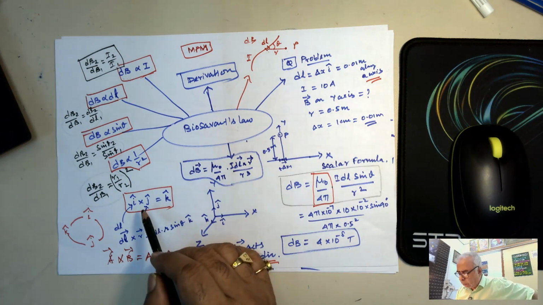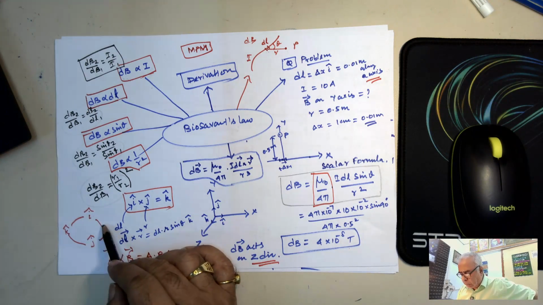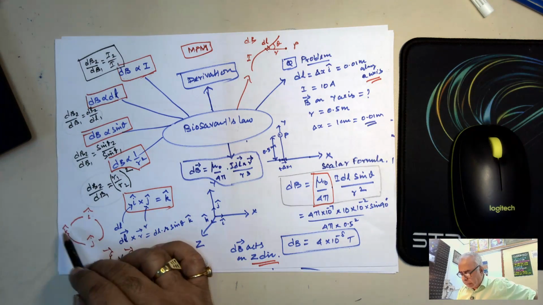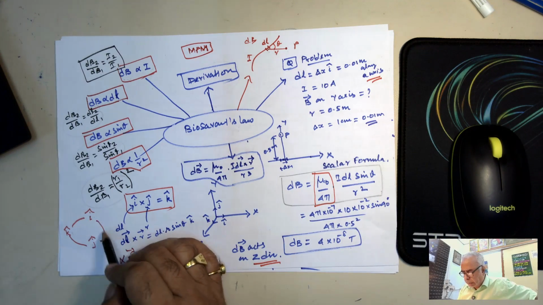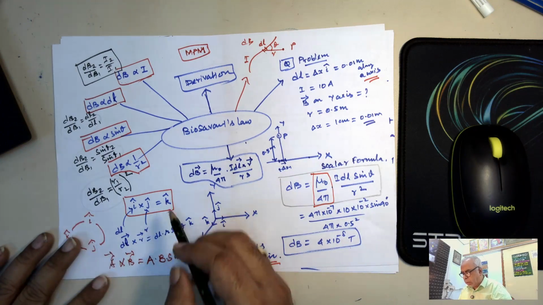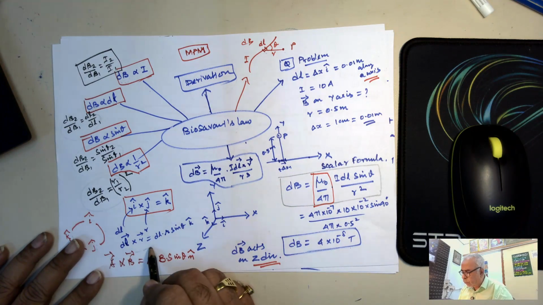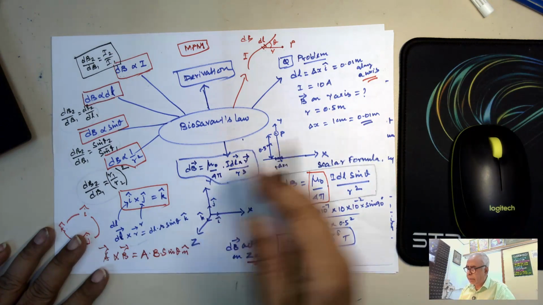Then you should be aware of the cross product. So i cross j gives k. j cross k gives i. k cross i gives j. So likewise, we should know the cross product formula. And based on that, this should be helpful for finding out the direction of the magnetic field appearing here.